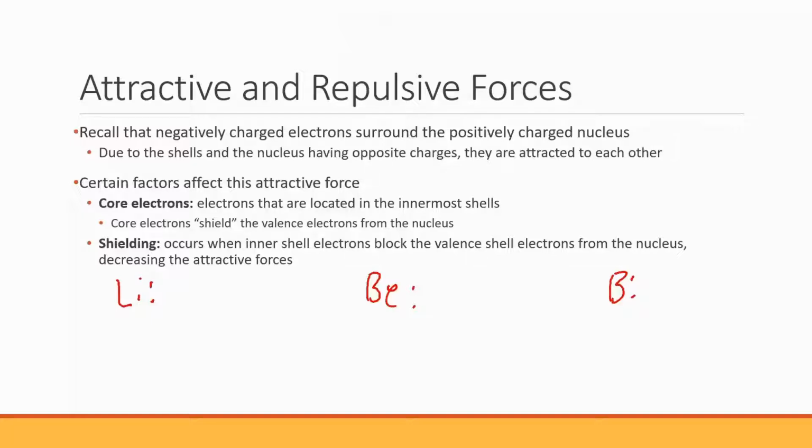Lithium, you'll see, has 3 electrons in total, with one of them being a valence electron and 2 being core.